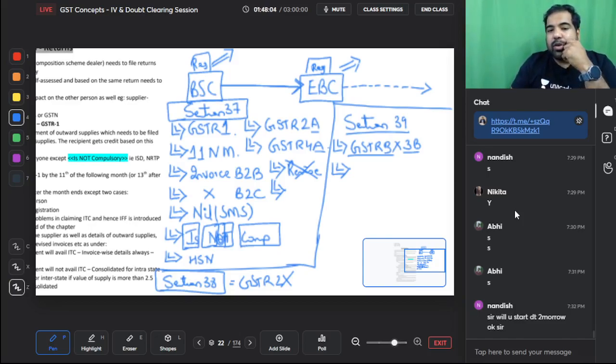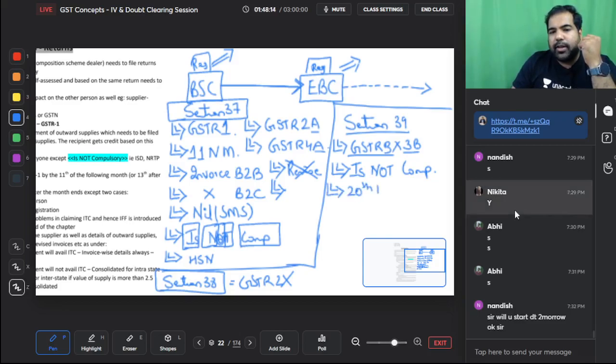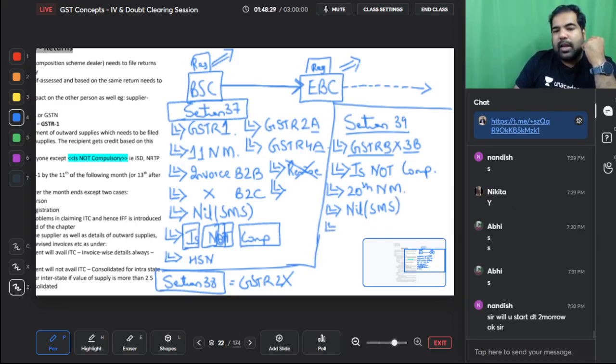Guys, this also is not compulsory for everyone. These people don't need to file GSTR3B as well. GSTR3B has to be filed by the 20th of the next month. So first GSTR1, then GSTR3B has to be filed by the 20th of the next month. Even if you don't have any liability, you have to file a NIL GSTR1, GSTR3B, you can use the SMS facility. And again, you cannot go back and revise once you have submitted it.